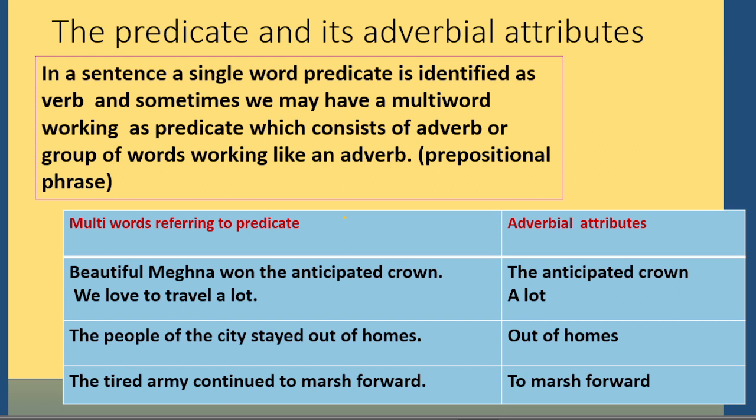Alright, let us see this part. The predicate and its adverbial attributes. Let us see the definition. In a sentence, a single word predicate is identified as verb. And sometimes we may have a multi-word working as predicate, which consists of adverb or group of words working like an adverb. Okay, so what it says?